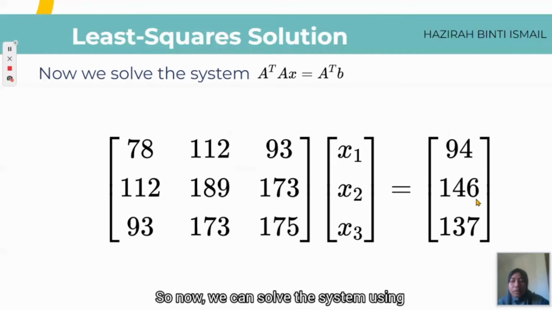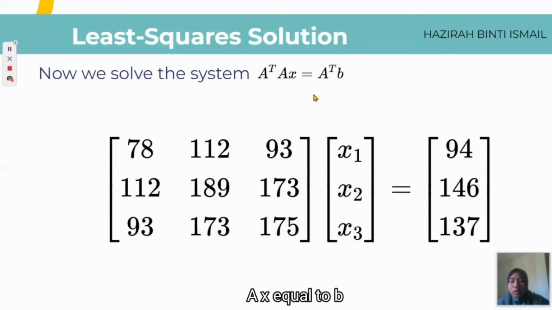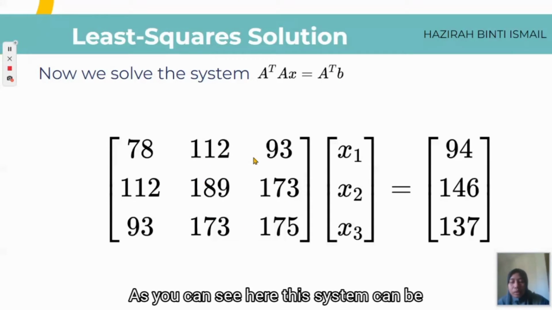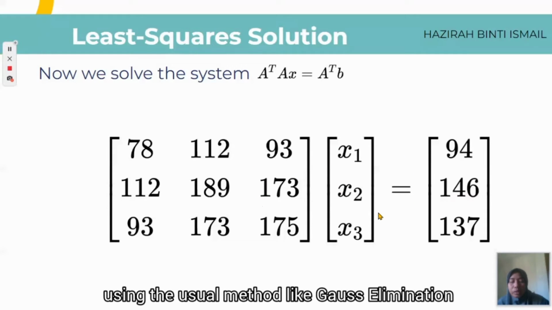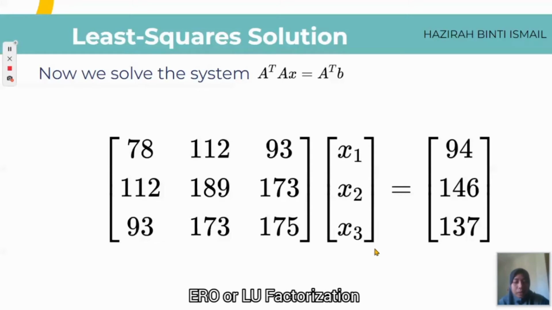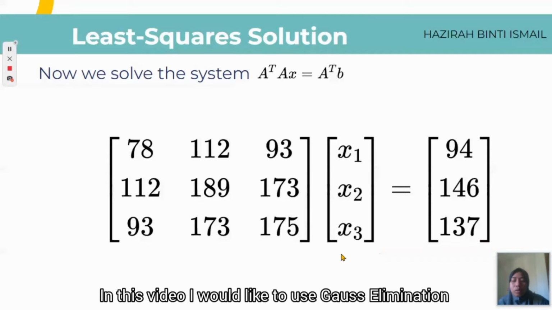Okay, so now we can solve the system using A transpose A x equal to A transpose B. This system is actually an upgrade from AX equal to B. As you can see here, this system can be solved using the usual methods like Gauss Elimination, ARO, or LU Factorization. So, in this video, I would like to use Gauss Elimination.